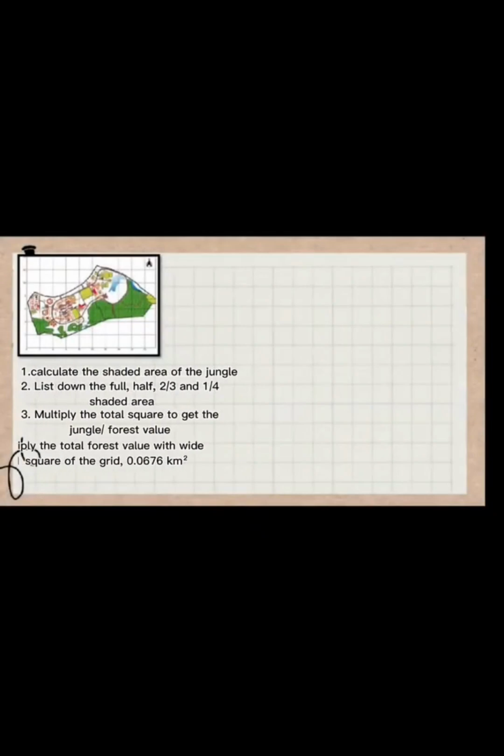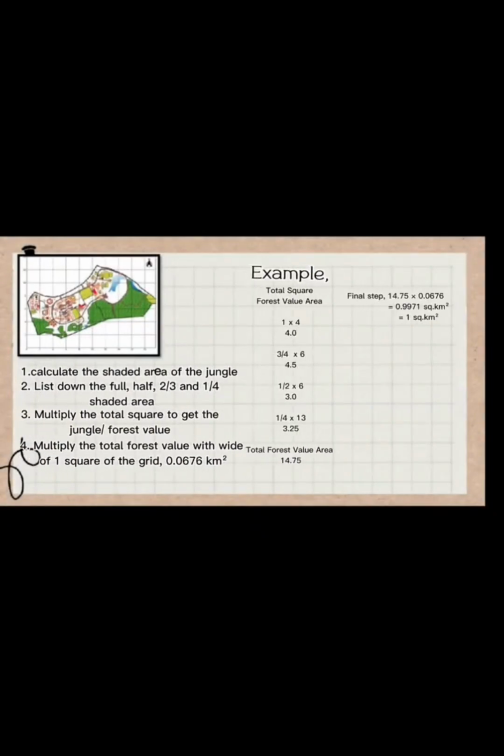Alright, the first step you need to do is calculate the shaded area of the jungle or forest based on the grid of the map, and then list down the full, half, 2/3, 1/4 sizes of the shaded area of the jungle. After the shaded areas are listed down by size, add up the total squares to get the jungle or forest value. On the final step, multiply the total forest value with the area of 1 square of the grid to get the area of the forest based on the map. So the final answer is, the area of the forest in the map is equal to 1 square kilometer.